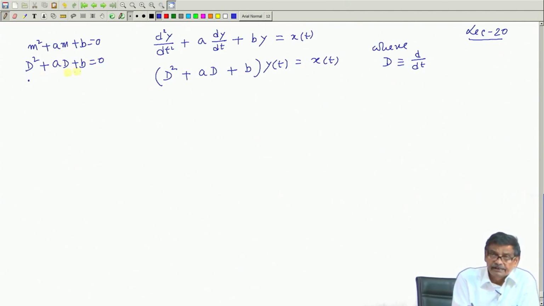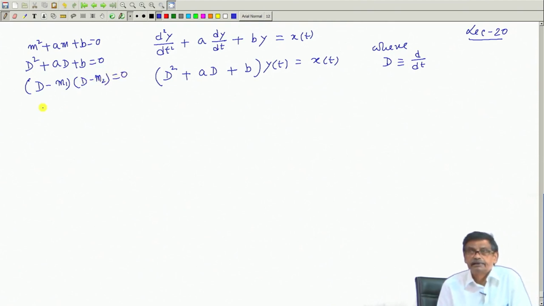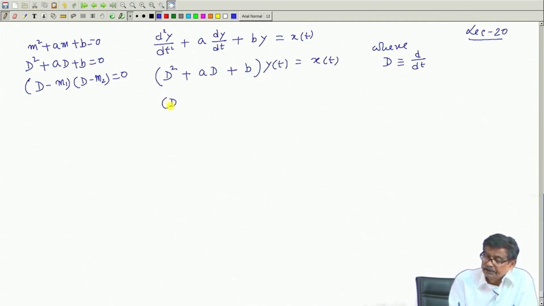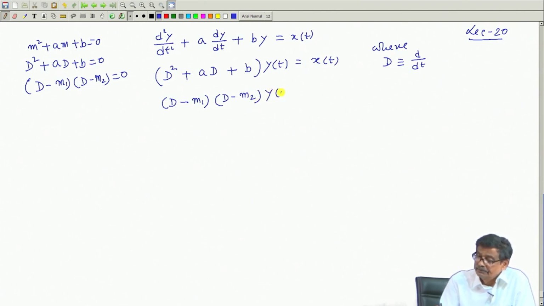Suppose I can factorize them after finding out the roots and say that it is equal to (D minus m1) into (D minus m2) is equal to 0. I can write it like this. So, this left hand side then can be written as (D minus m1)(D minus m2) into y is equal to x(t). Okay.